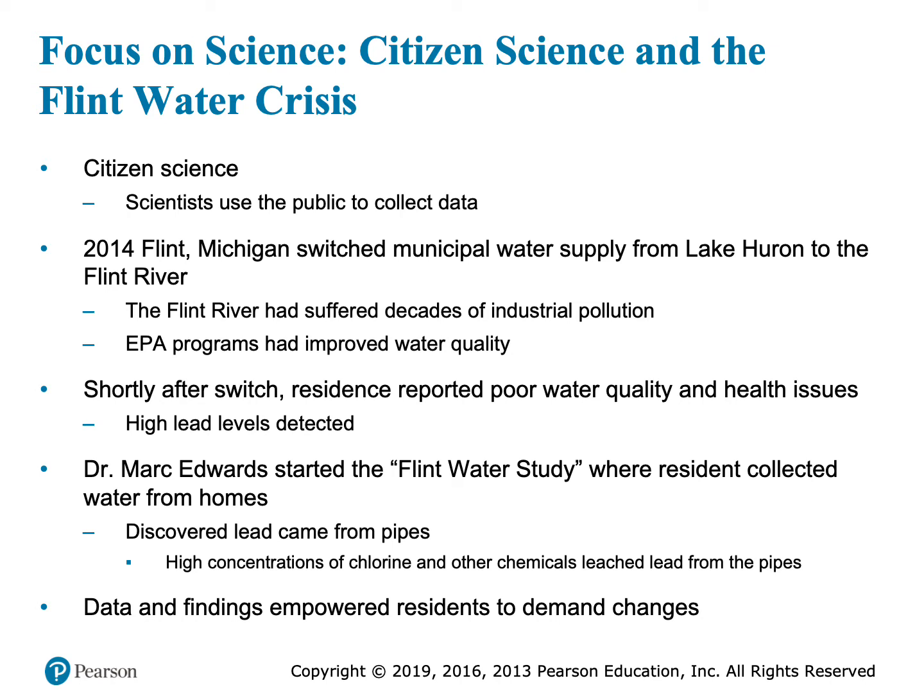The Flint River had suffered decades of industrial pollution, and high levels were detected in the water that was being given to its residents. They actually discovered that the lead levels were coming from the corroded pipes that were carrying the water from the river to these homes. Data and findings from scientists empowered residents to demand changes.